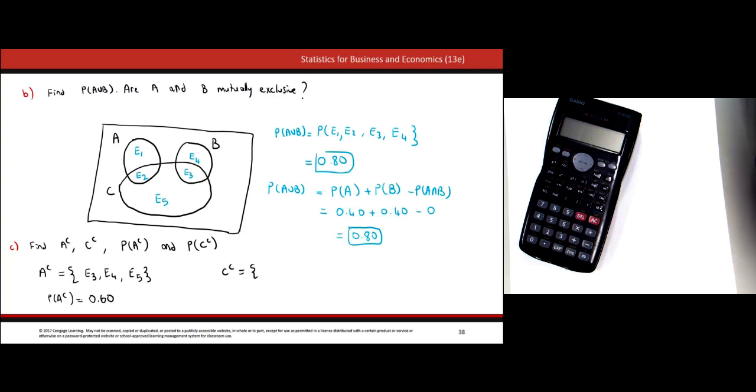C complement, all sample points that are not in C, this is C. Which ones are not in C? E1 and E4. So probability of C complement is 0.4.